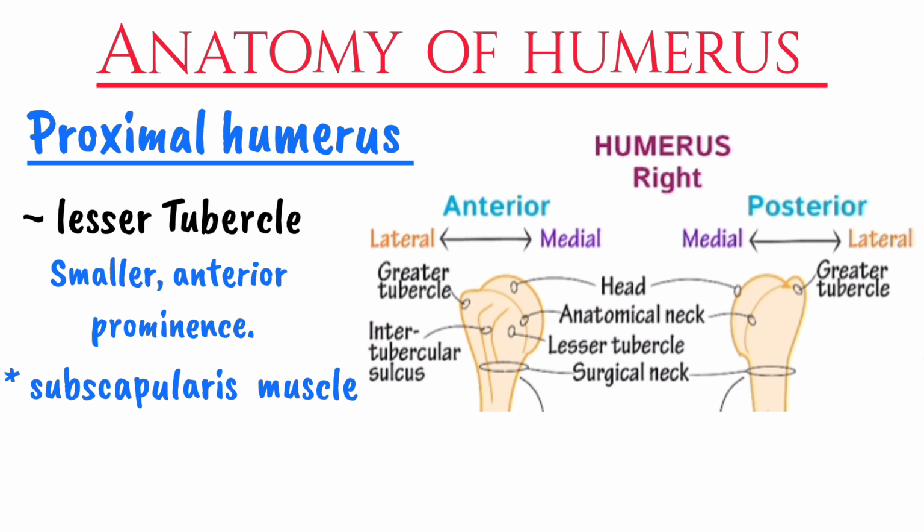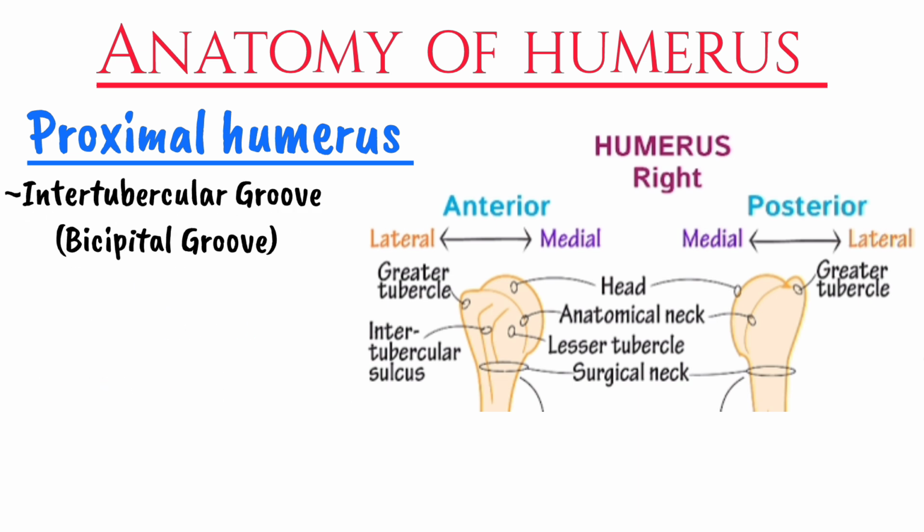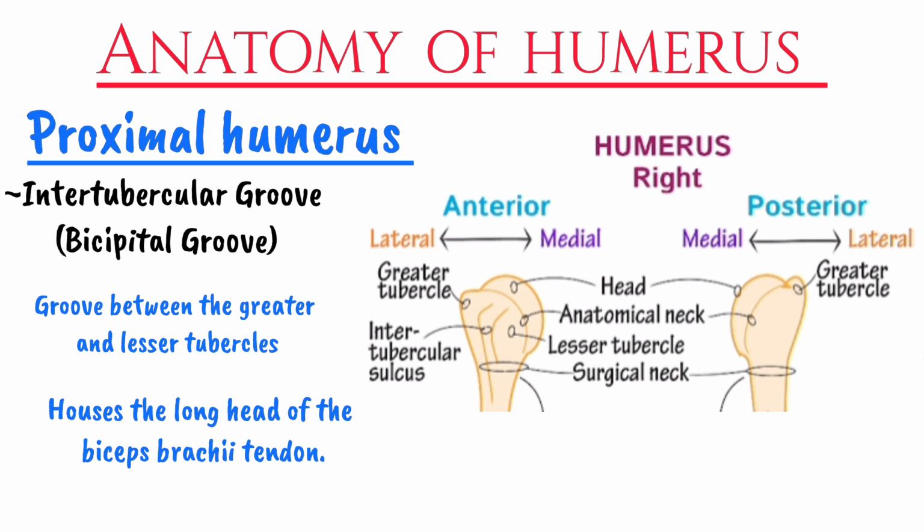So now you have to remember this. The greater tubercle serves as point of attachment for the supraspinatus, the infraspinatus, and the teres minor, while the lesser tubercle serves as point of attachment for the subscapularis. Now, number 6 is the intertubercular groove. It is the groove between the greater and the lesser tubercle. It houses the long head of the biceps brachii tendon. So that is it for the proximal humerus.